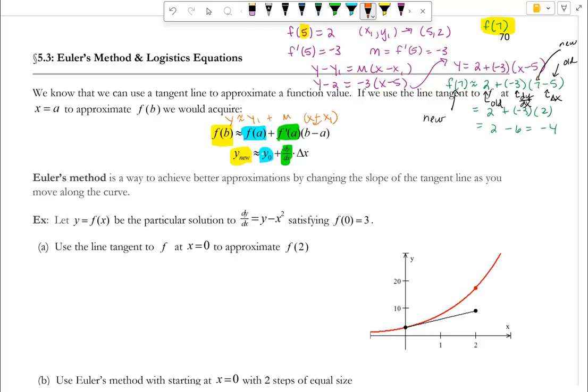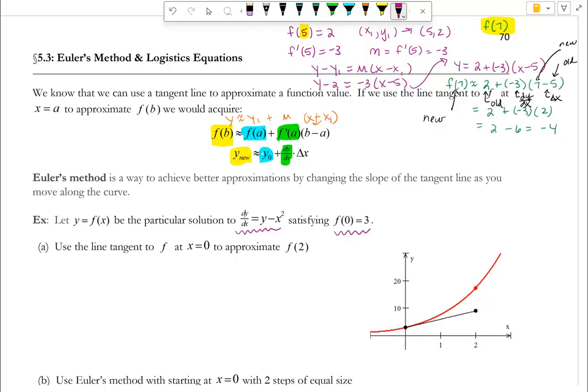So let's just jump into this example and we will see how it is more accurate, but we will also see how it is more tedious. So it's a little more work to get a better approximation, but sometimes we need to do this. So in this first example, we have y equals f of x, and we're told that is the particular solution to dy dx equals y minus x squared, and we know this satisfies f of 0 equals 3.